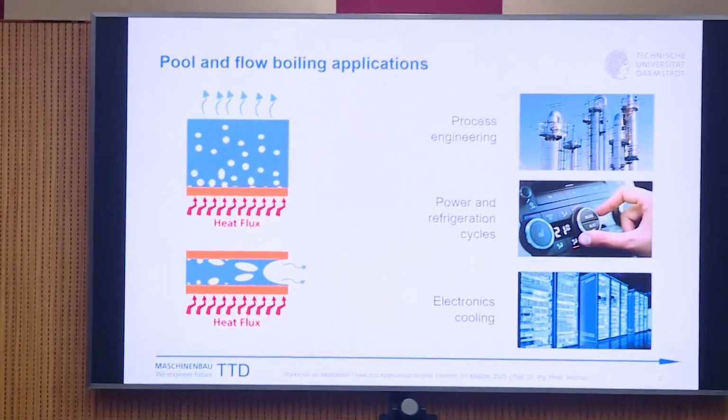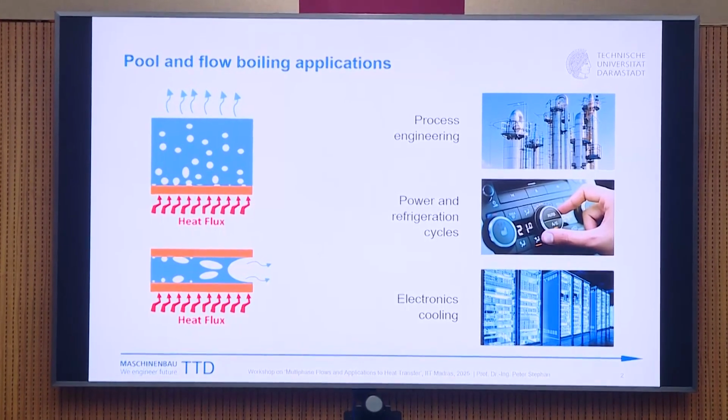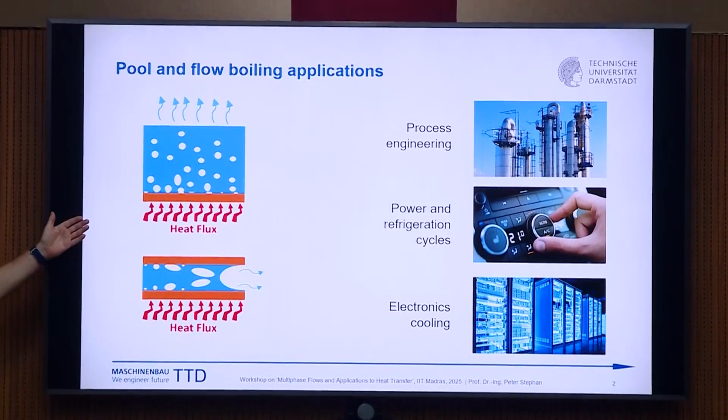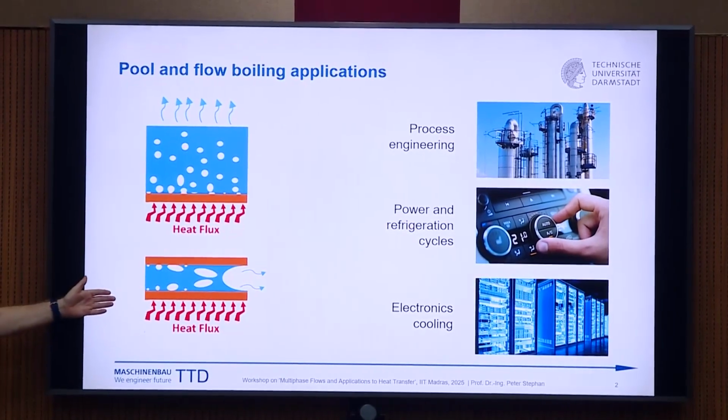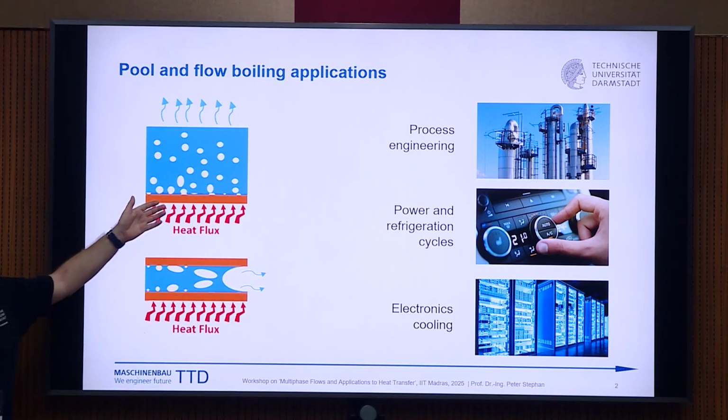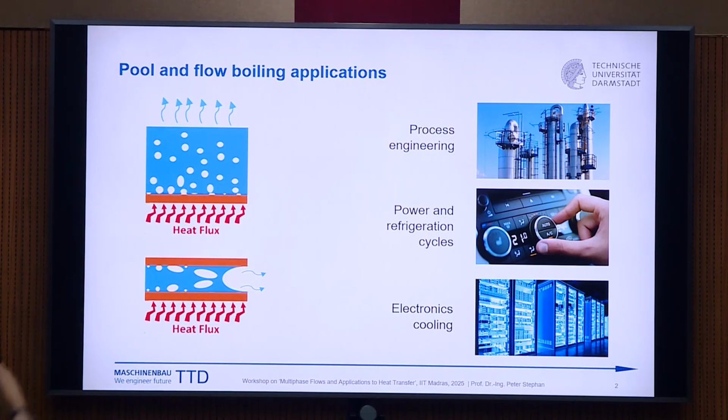flow boiling applications. Of course, as we saw in electronic cooling, also in space applications, power and refrigeration cycles, and process engineering. And this is a typical flow boiling sketch. What you see here is vapor bubbles created, nucleated at a heated wall, and then either moved just according to the flow because there's a pump behind, or, without a pump in a gravity field, they will rise due to gravitational forces.